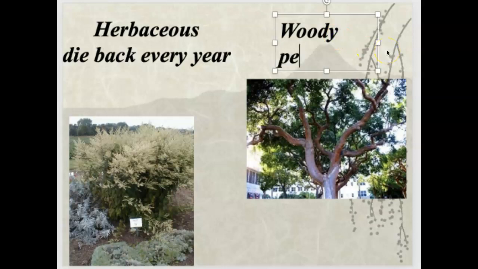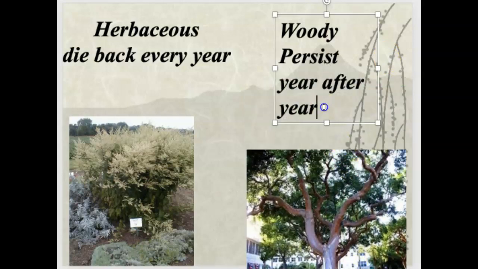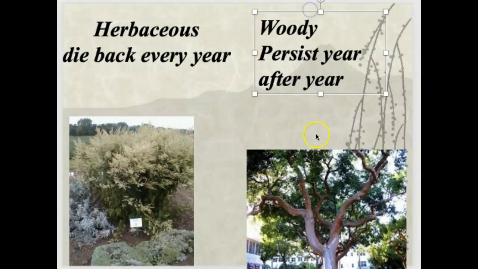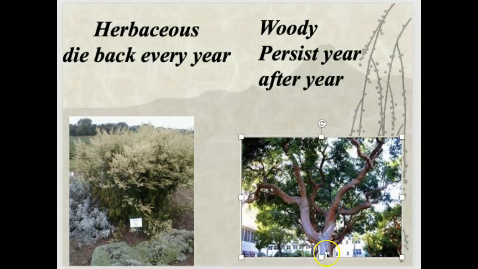Woody plants tend to persist year after year. These things tend to be long-lasting. They produce wood. That wood grows, it thickens, it enlarges. It's a durable structure that remains year after year after year. How long? Well, that just depends on the plant. Some woody plants may live for hundreds of years. Other woody plants might only live 20 years. There's a lot of variation there, but they tend to persist year after year.